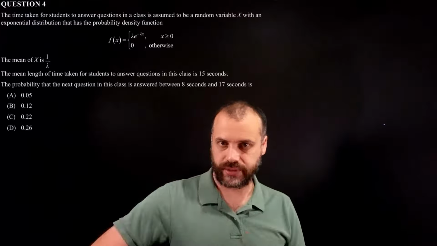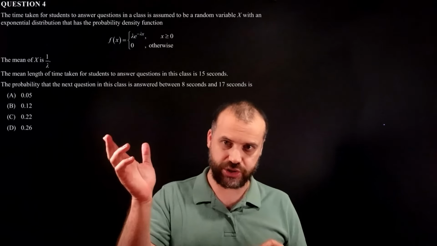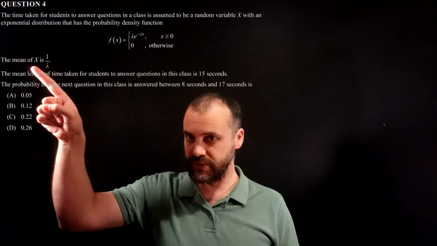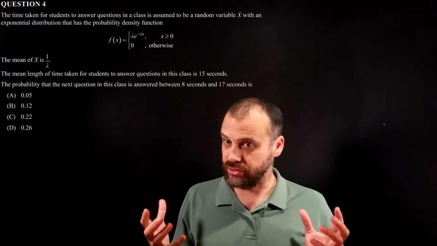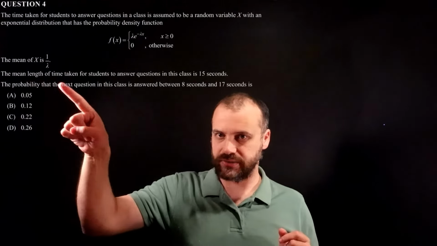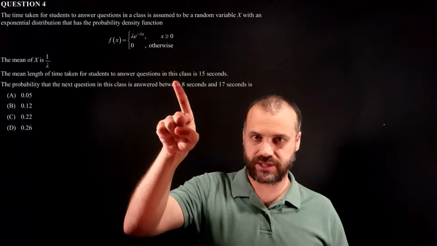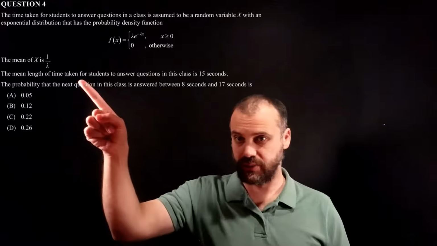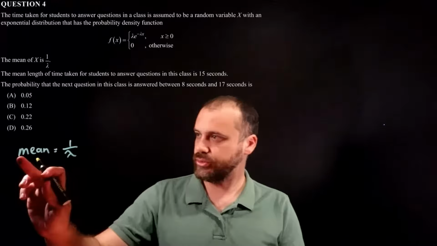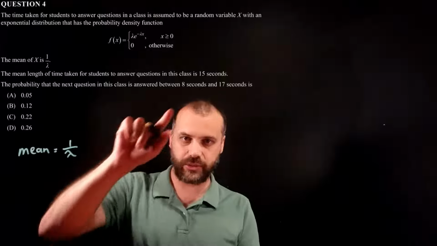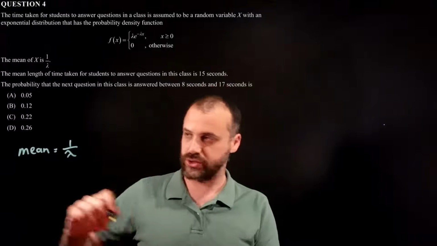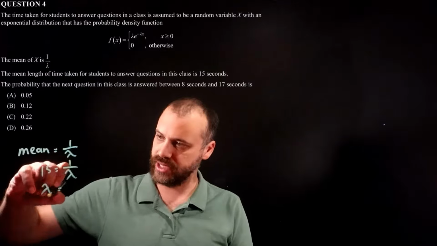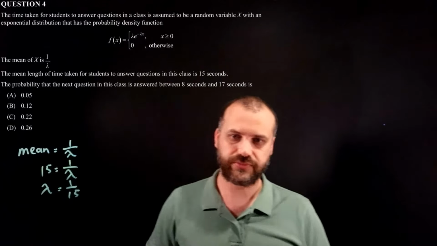Let's get into it. So a nice little exponential distribution question here. So we've got a nice little equation here. We're told the mean of x is 1 over lambda. You should already know that. All right, the mean length of time taken for students to answer questions in this class is 15 seconds. That's good because we can use that to calculate what our lambda value is. Now we're told that the mean is equal to 1 over lambda, and we're also told that the mean is equal to 15 seconds. So 15 equals 1 over lambda, which means that lambda equals 1 over 15.